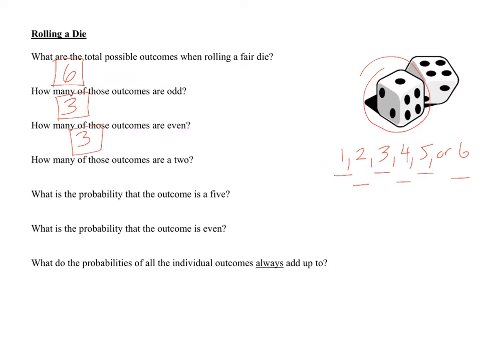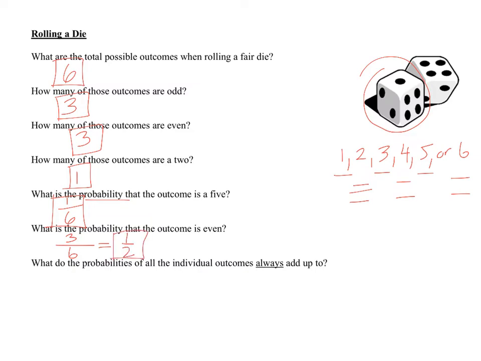How many of those outcomes are a 2? Well, there's 1. What is the probability that the outcome is a 5? There's 1 five out of how many total outcomes? There's 6. So the probability is 1/6. What is the probability that the outcome is even? There are 3 evens out of 6 possible outcomes, and you can always reduce the fraction, so that gives us 1/2.